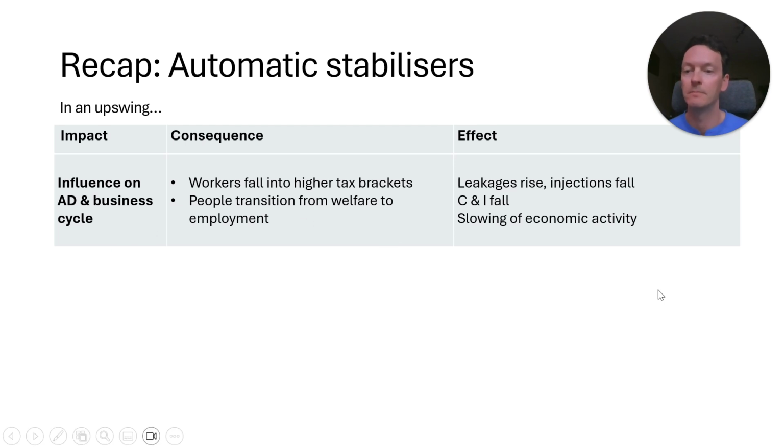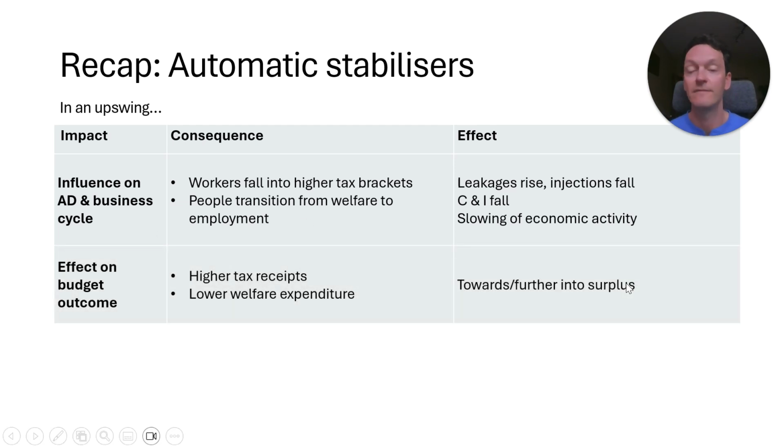Cool. Next one. So when we have an upswing, there's an effect on the budget outcome. Whenever you get a question on how to explain the effect to the budget outcome, you've got to do this part first, because you're going to have to explain that as a result of the automatic stabilisers, there's more tax being paid and less welfare being received. And that will then enable you to get to these arguments here that the level of tax receipts will go up and the welfare expenditure will go down.